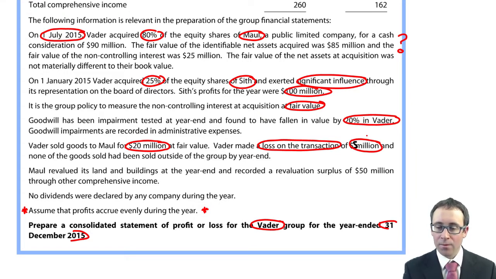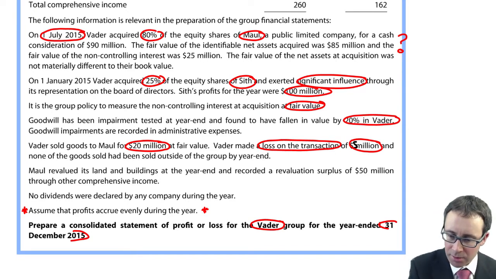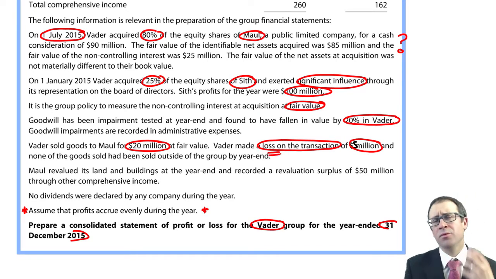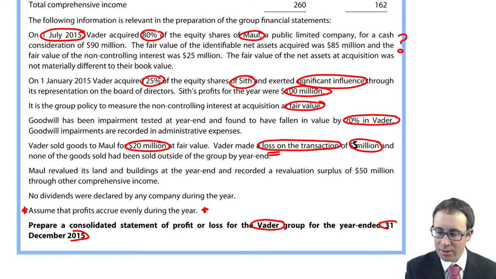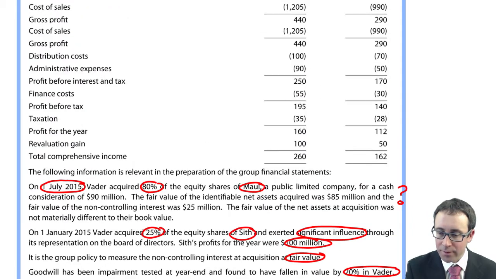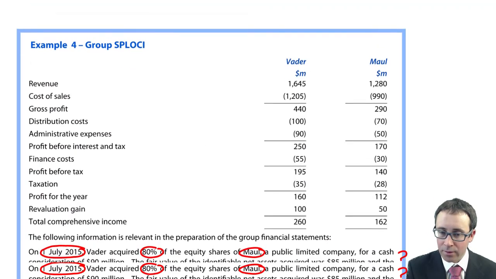Okay. So there's a lot going on. Particularly this new bit in terms of the loss on the transactions. We've only ever dealt with provisions for unrealized profits and eliminated the profit on the transaction. What do we do with the loss? We'll come back and look at that a little bit later. What we've got is we need to go through there, don't we?